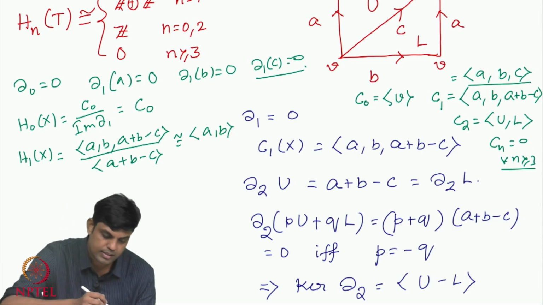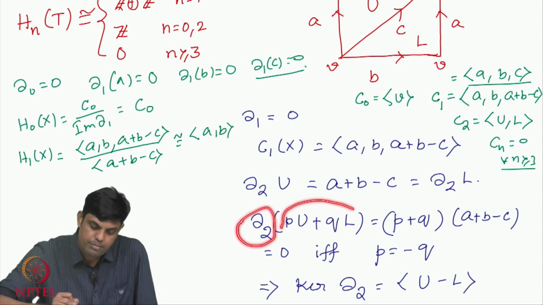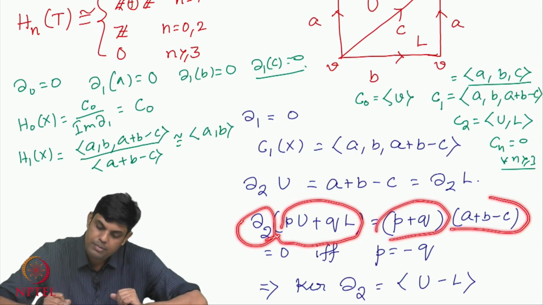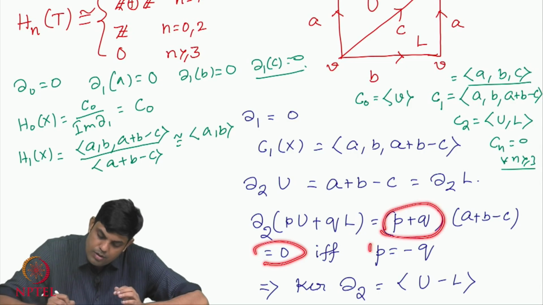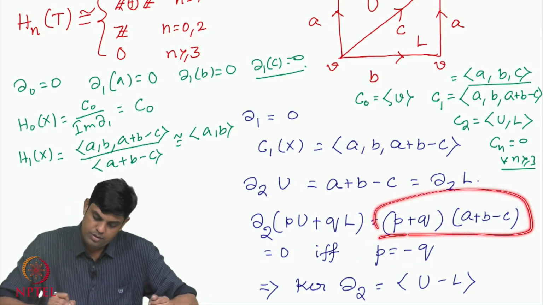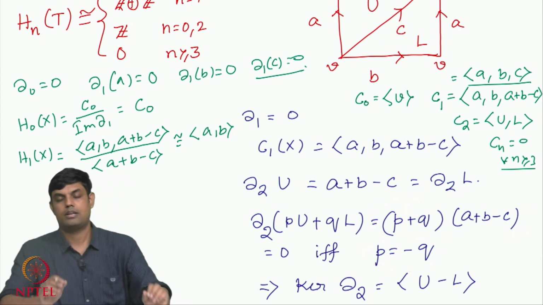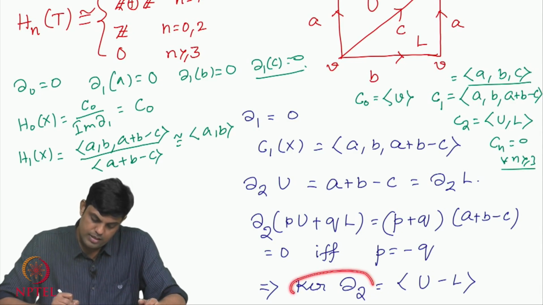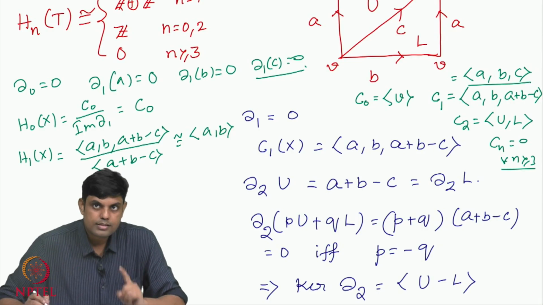Okay. So what is the kernel of delta 2? So let us say delta 2 acts on some element Pu plus Ql. This will be P plus Q, A plus B minus C. Okay. This is 0 if and only if P is equal to minus Q. That is it, that is the only condition. This element is 0 if the coefficient is 0, and the coefficient is 0 if they are of reverse sign. Okay. So therefore, the kernel of delta 2 is generated by U minus L. That is just one element.